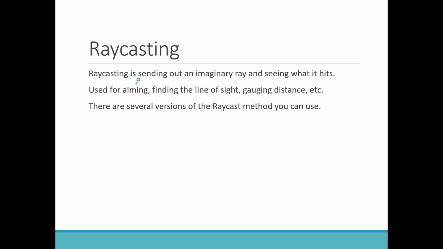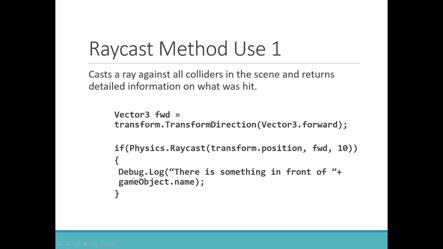The raycast method has a lot of overloaded methods, so you can use the raycast with a lot of different arguments when you're calling that method. So here's an example. You can cast a ray against the colliders in the scene and then return information on what was hit. If you're trying to find out what's in a specific direction for a specific distance, then you can use the raycast, where you're using the starting position, the direction, and how far.